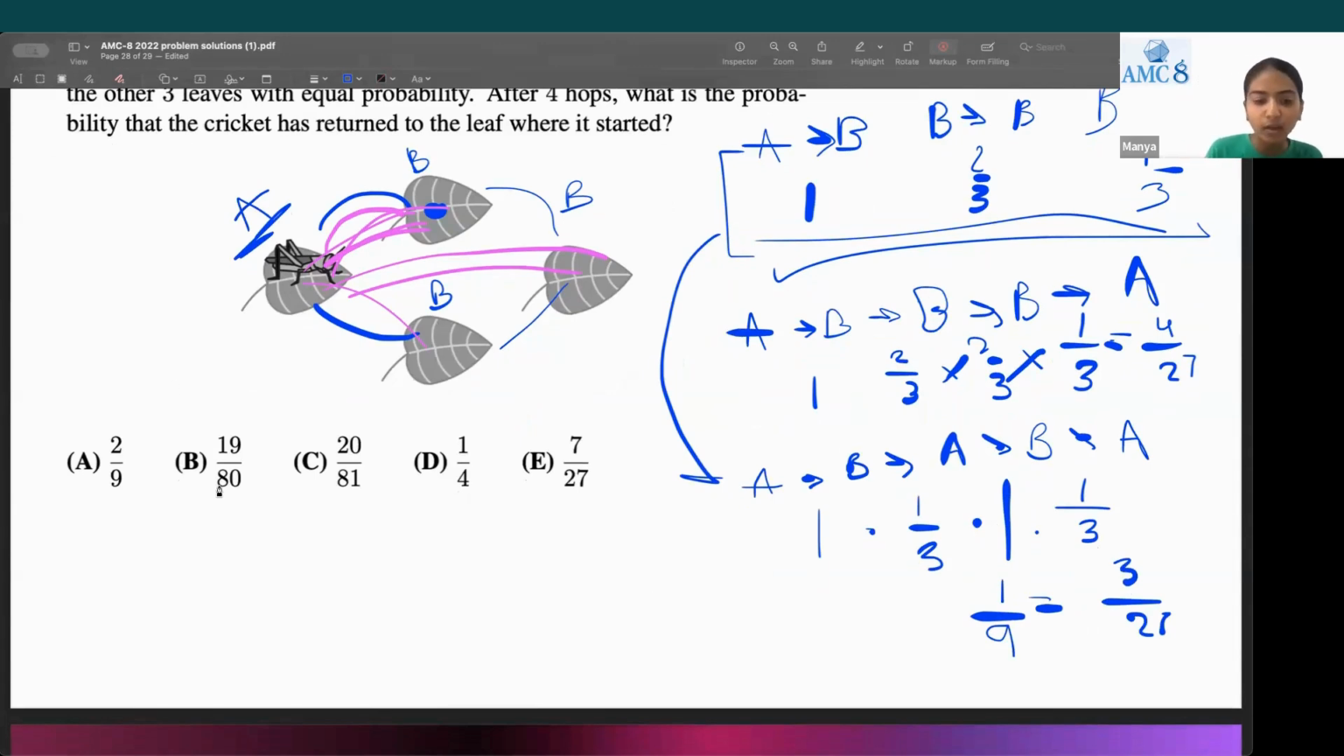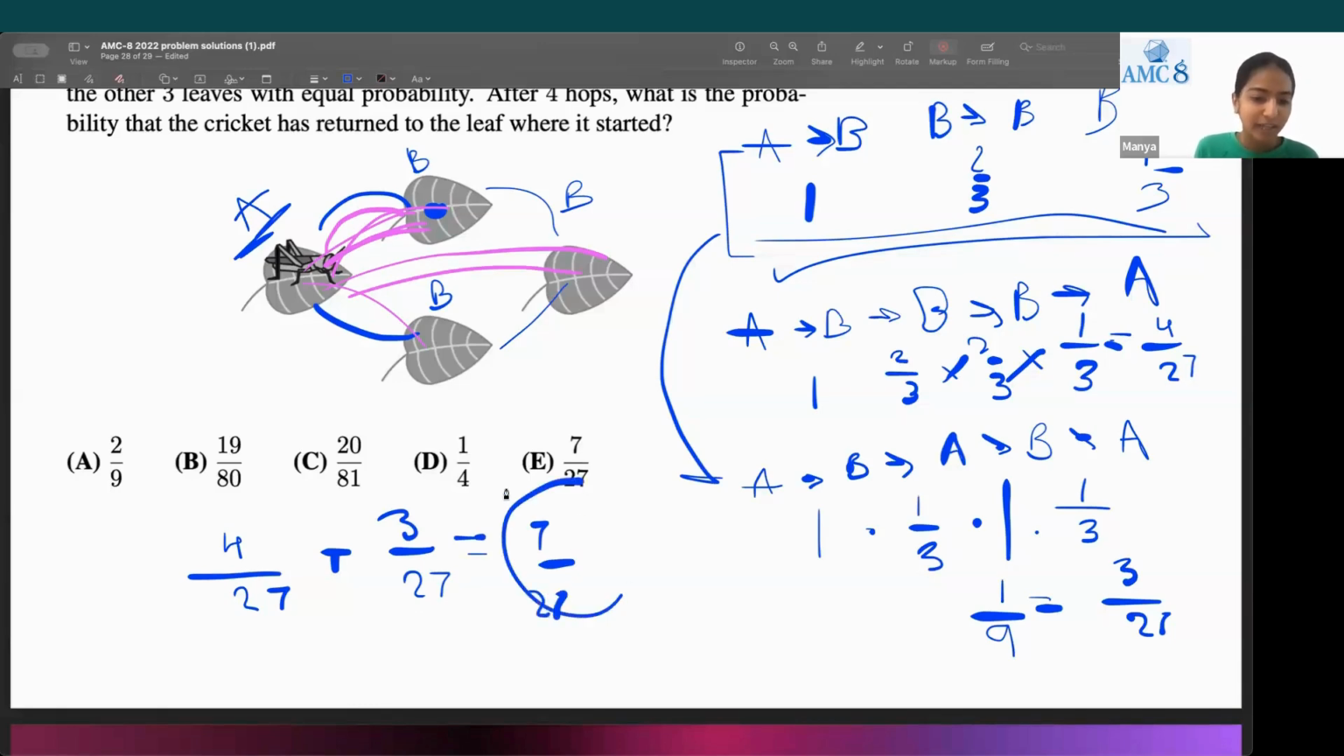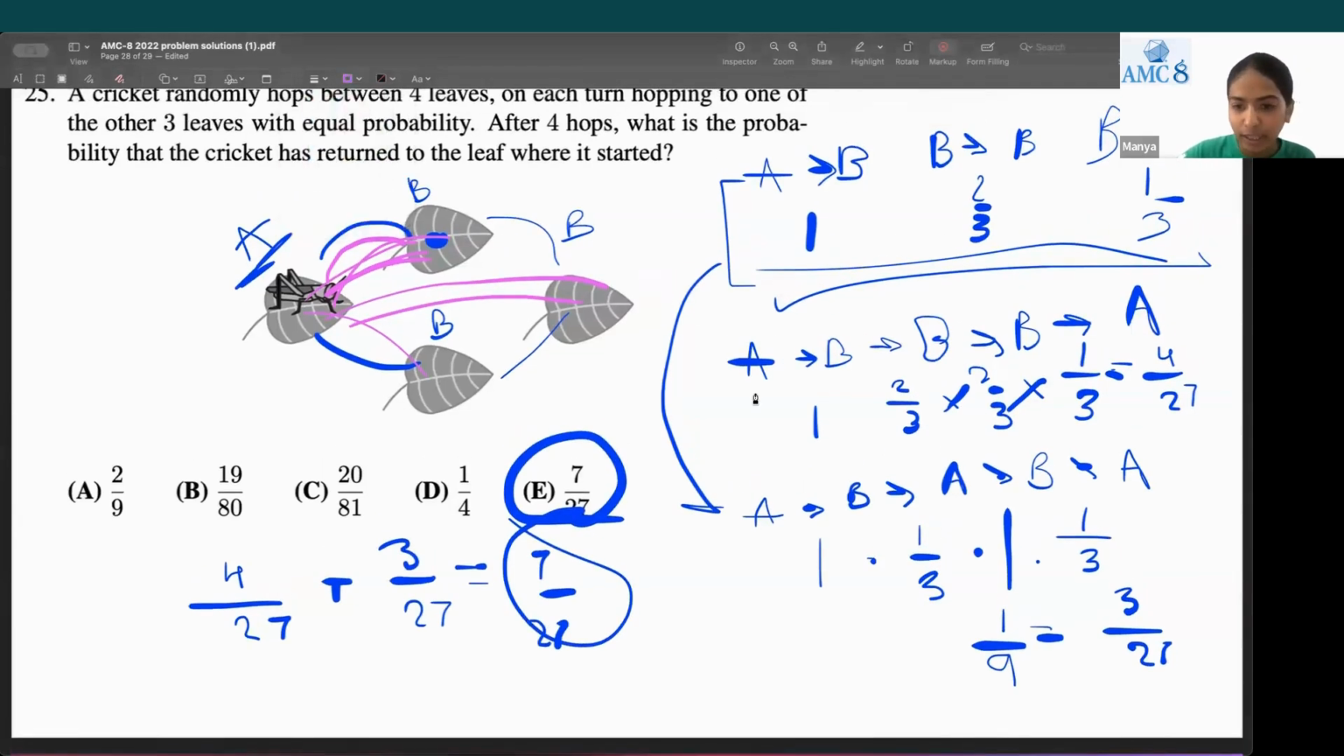And now we can just add all of these up. So 4 over 27 is our first possibility here, plus 3 over 27 is going to be equal to 7 over 27. And that's just our final answer. Answer choice E. Once again, this is our first possibility, and this is our second possibility. And that's how we got our answer choice E, 7 over 27.